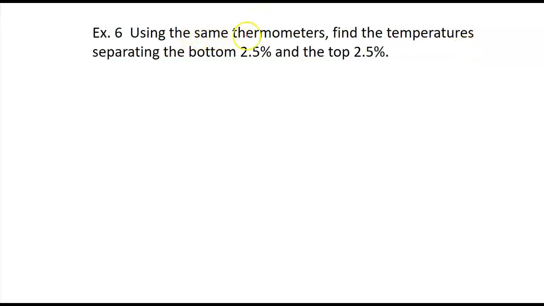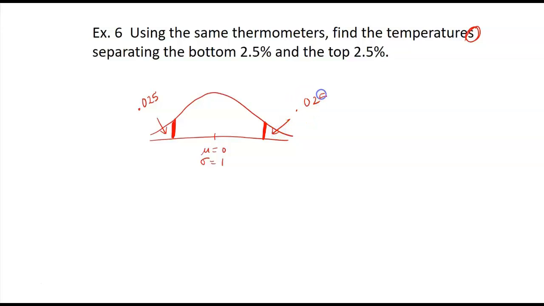Okay, here's another one. I'm using the same thermometer that we had described before, which had a mean of 0 and a standard deviation of 1. We want to find the temperatures, so we're finding 2 here, that separate the bottom 2.5% and the top 2.5%. So I'm going to draw 2 lines, one that cuts off the bottom and one that cuts off the top. So this is going to be 0.025 because that's going to represent the bottom 2.5%. This is going to be 0.025.